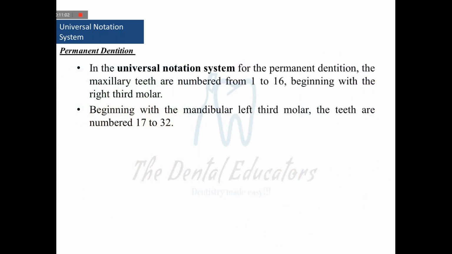Now when we talk about the permanent dentition, in the permanent dentition as per universal numbering system, the maxillary teeth are numbered from 1 to 16, beginning from the third molar on the right hand side, and we continue to count the maxillary teeth from the third molar on the right hand side to the third molar on the left hand side. So basically we have 32 teeth in the permanent dentition. So 16 teeth are in the maxillary arch and 16 teeth are in the mandibular arch.